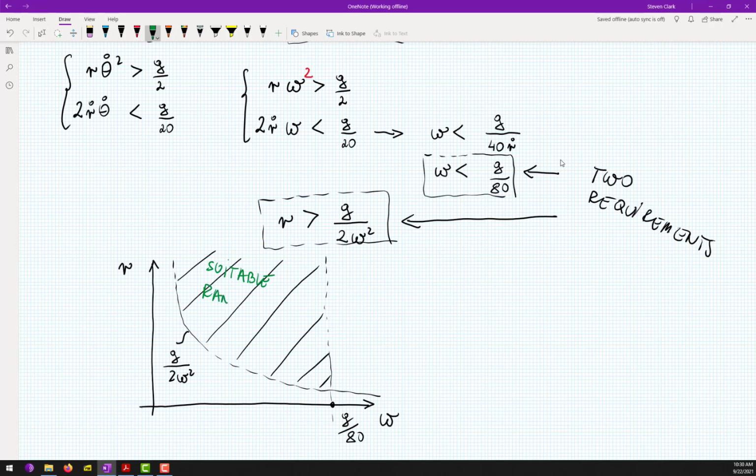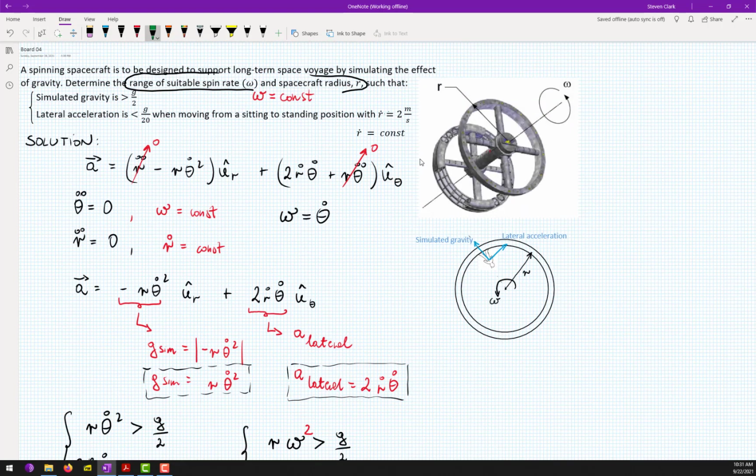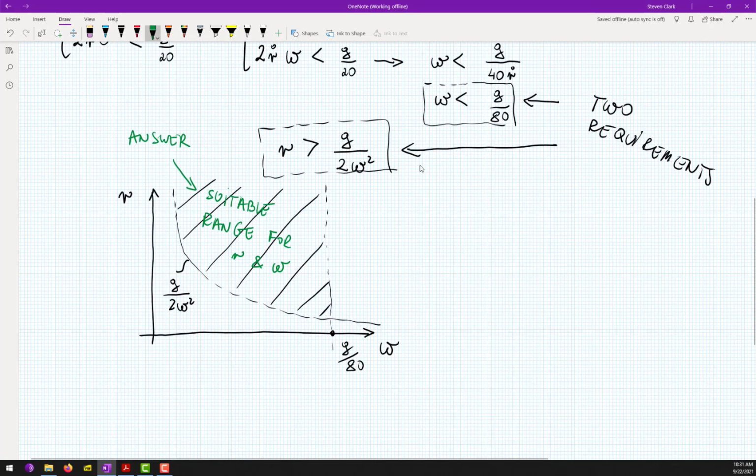Suitable range for R and omega. Yeah, this is our answer. I think I went too fast at the beginning, because I didn't specify what they ask us to do. I said some of you are writing. I'm just gonna scroll up for a second. Okay, so this is exactly what they ask us to find. Determine the range for suitable omega and R. Yeah, exactly this is what they're asking us for.